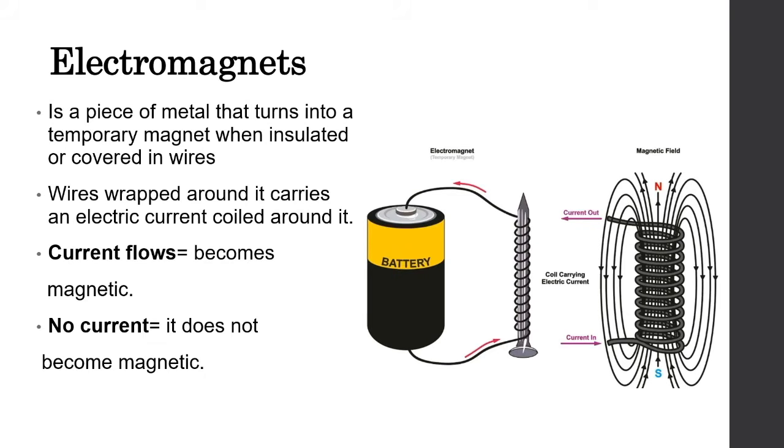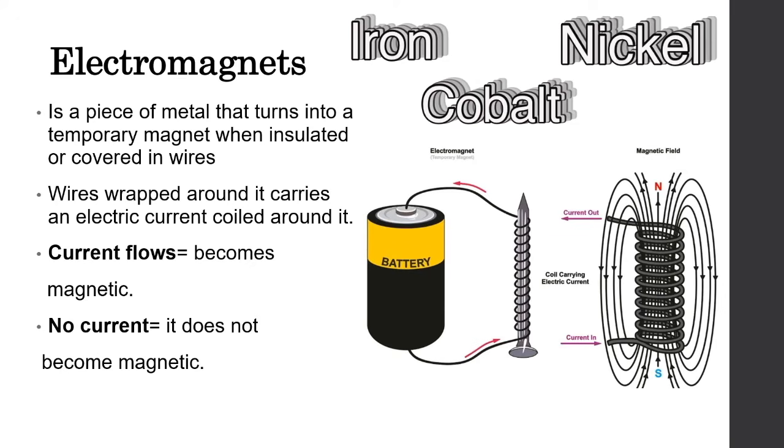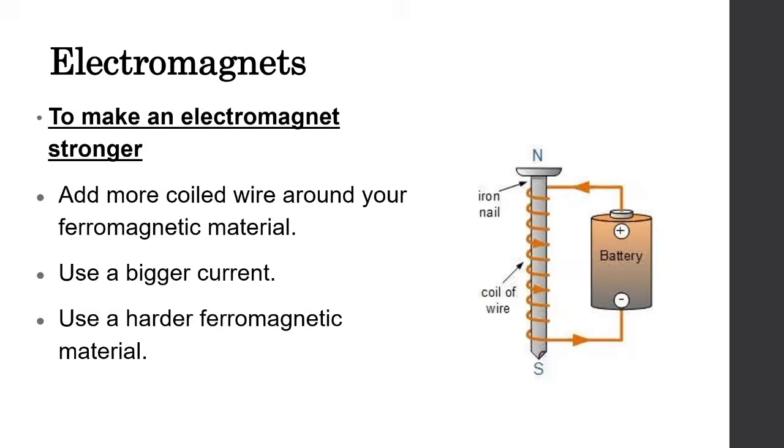What's important to remember about the metal that is used is that the metal must be ferromagnetic when making an electromagnet. So we should either use iron, cobalt, or nickel to ensure that an electromagnet will be produced.